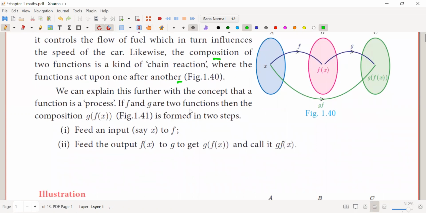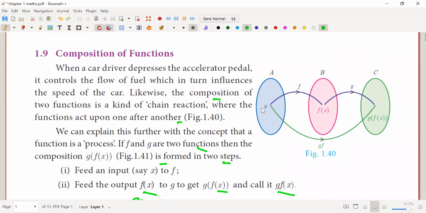If f and g are two functions, then the composition of f and g, g of f of x, is performed in two steps. Feed an input, say x, to f. Feed the output f of x to g. This is called g of f of x. We denote this as g of f of x.